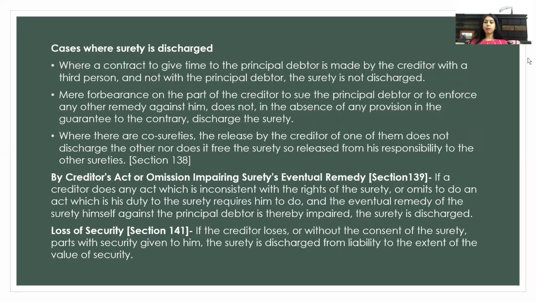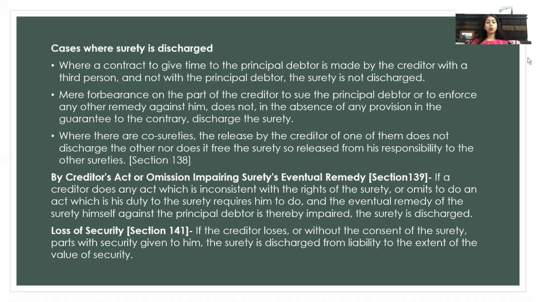Mere forbearance on the part of the creditor to sue the principal debtor or to enforce any other remedy against him does not, in the absence of any provisions to the contrary, discharge the surety. Next, when there are co-sureties, the release by the creditor of one of them does not discharge the other. एक co-surety discharge होगा, that doesn't mean the other co-sureties have been discharged. And even the discharged co-surety is not released from his responsibility towards the other co-sureties under section 138.